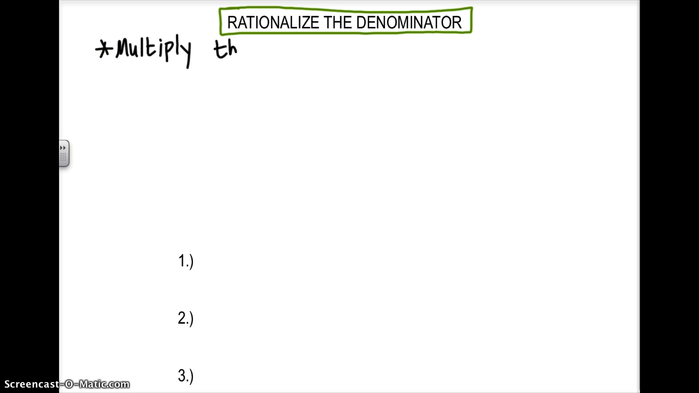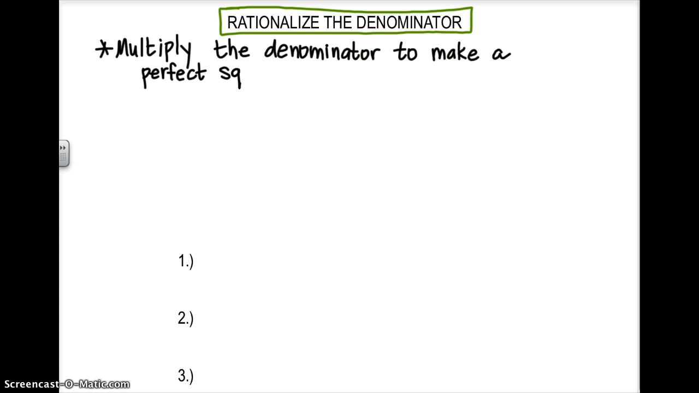Multiply the denominator to make a perfect square. We never want a radical in the denominator. And that's the goal. No radicals in the denominator.